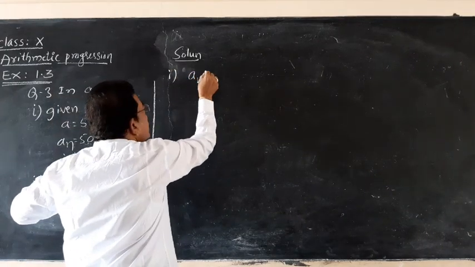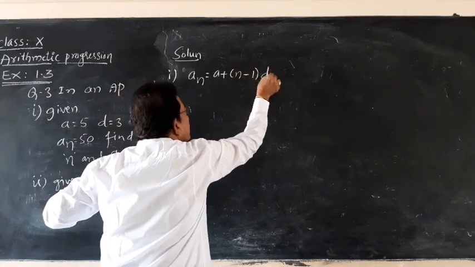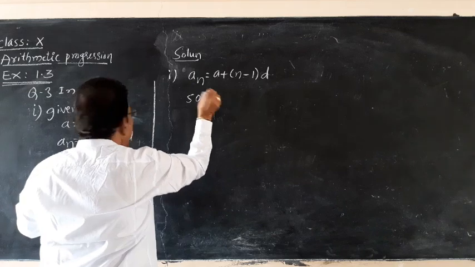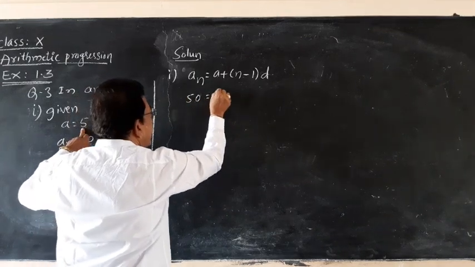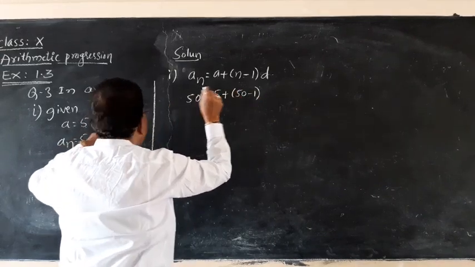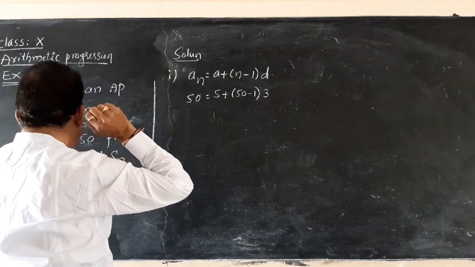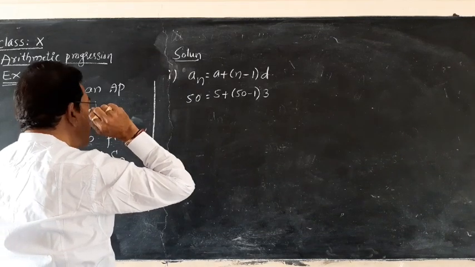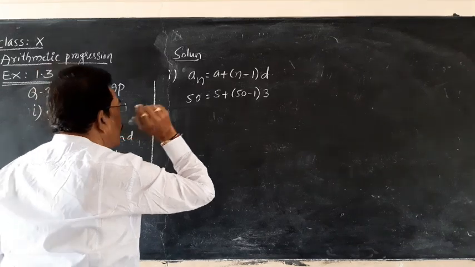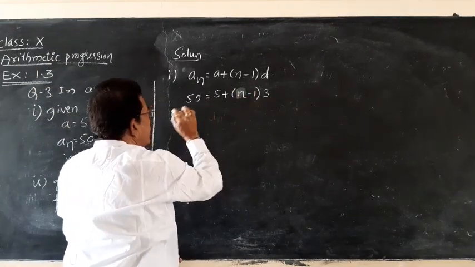Now, an equals a plus n minus 1 into d. A50 equals a, 5, plus 50 minus 1 into d, 3. Okay, now that is n minus 1 into 3.